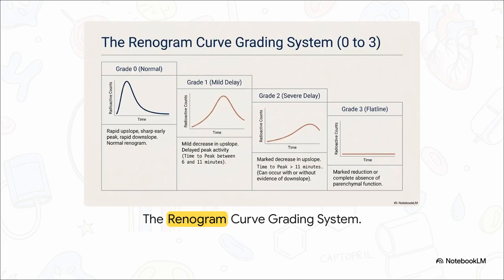The scanner plots out a renogram time activity curve, which we visually grade from 0 to 3. A grade 0 is a beautifully normal curve with a nice, sharp early peak. Grade 1 shows just a mild delay, but by grade 2, we're seeing a severe delay where that peak takes over 11 minutes to arrive. And a grade 3, that's essentially just a flat line, indicating a total absence of parenchymal function.